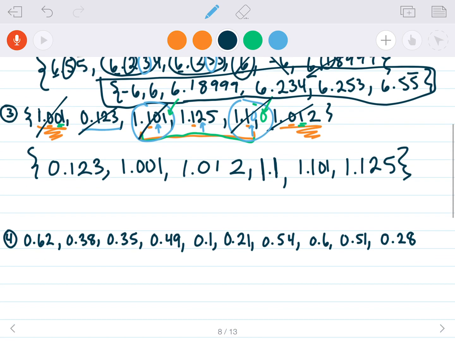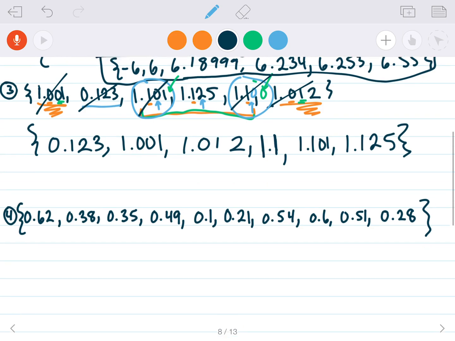All right, so now it looks like I don't have any whole numbers in this set. I just have parts. Since that's the case, I want to first look at the tenths place and see which of those has the smallest number for the tenths place. And let's see, we have 5, 6, 5, 2. It looks like 1 is going to be the smallest tenths place number. So 0.1 is our very smallest number here.